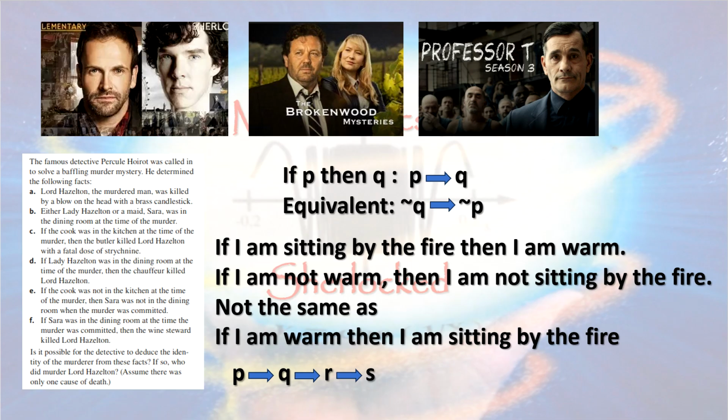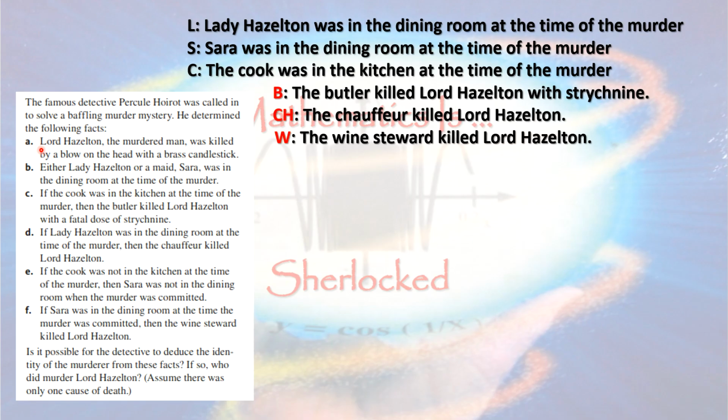As in algebra, the next thing we want to do is remove distractions by simplifying the clue statements. To that purpose, let's use the following symbols. L for Lady Hazelton is in the dining room at the time of the murder. S, Sarah was in the dining room. C, the cook was in the kitchen. B, the butler killed Lord Hazelton with strychnine. CH, the chauffeur killed Lord Hazelton. W, the wine steward killed Lord Hazelton. B, CH, and W are in red because they're identifying a murderer.